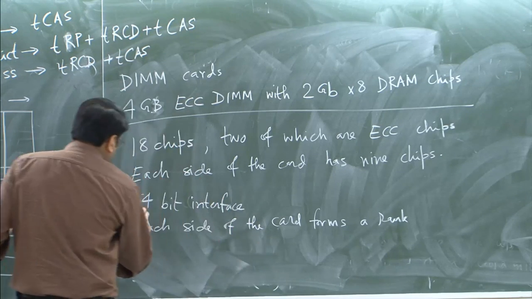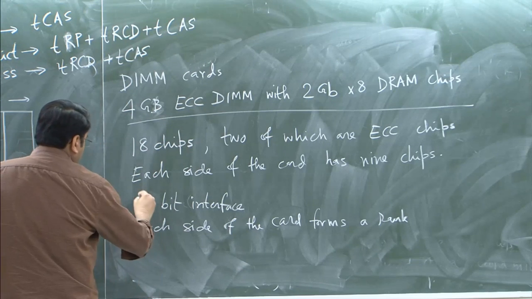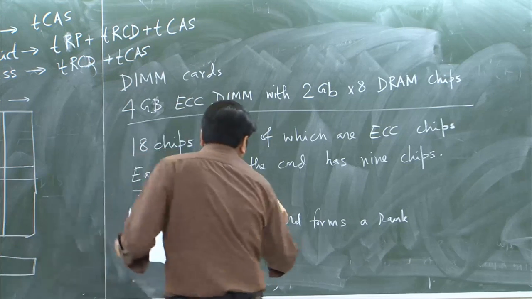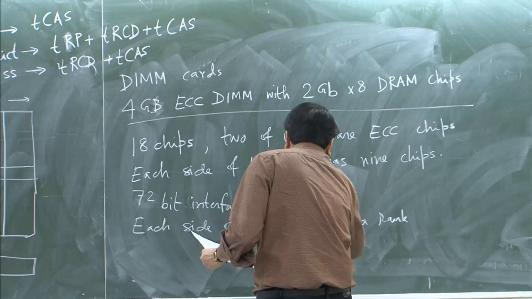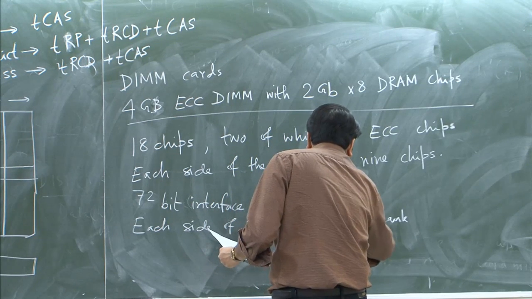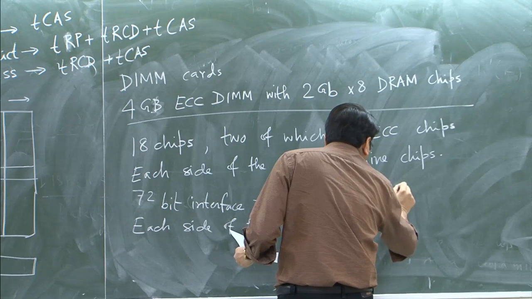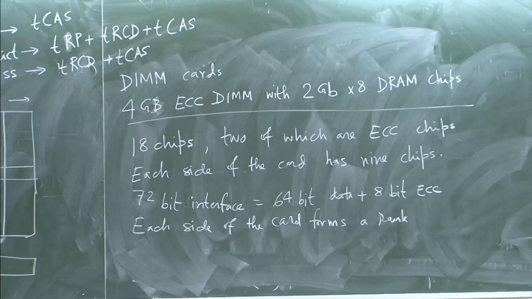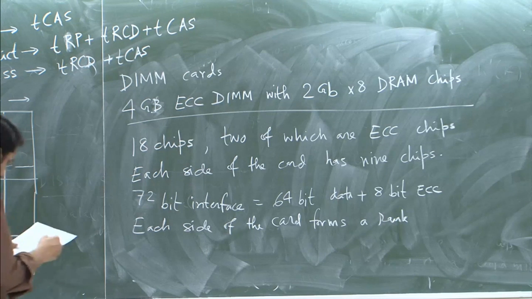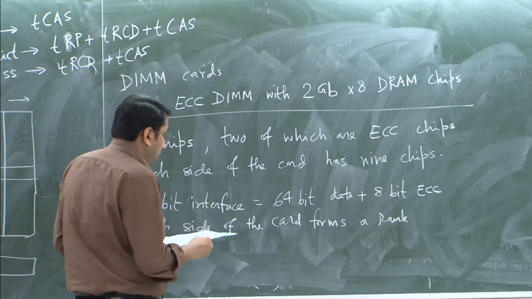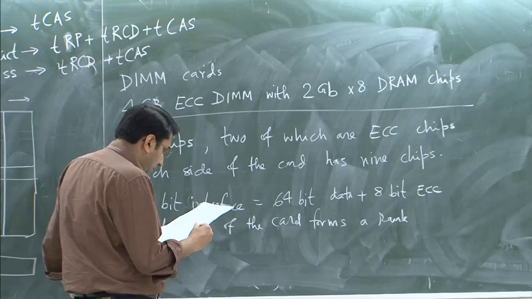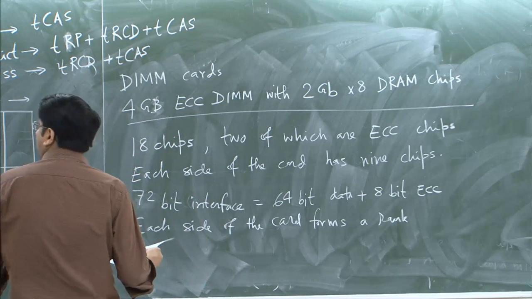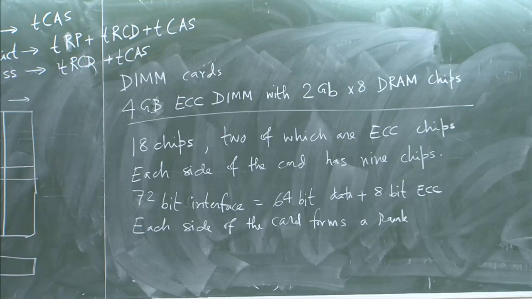So this one is actually a 72-bit interface, which is 64-bit data plus 8-bit ECC. So we have two ranks here. Each side is a rank. Now, let's see.